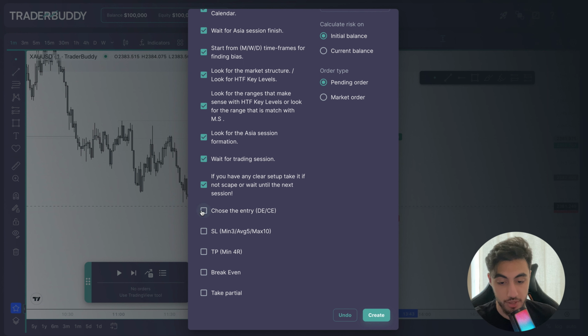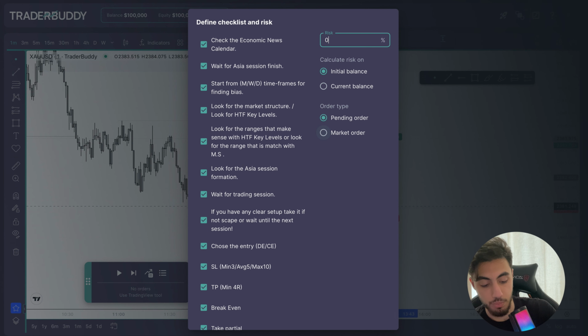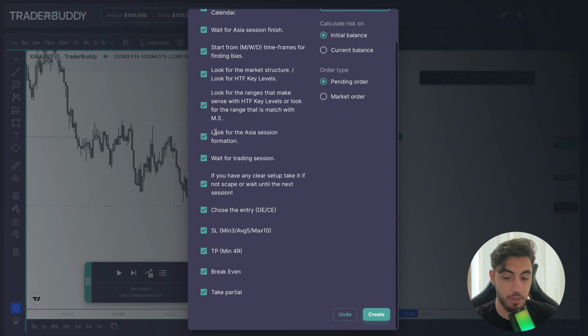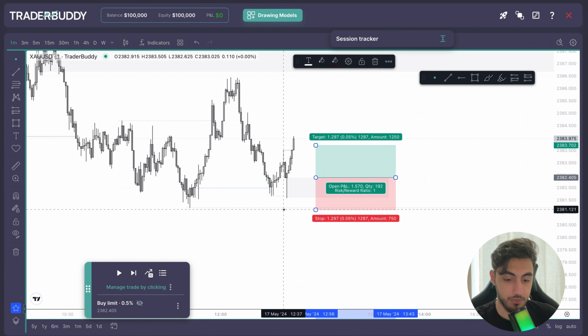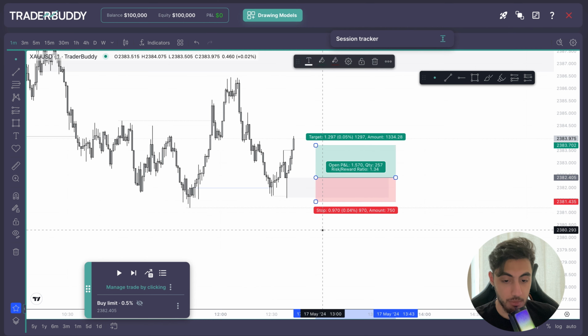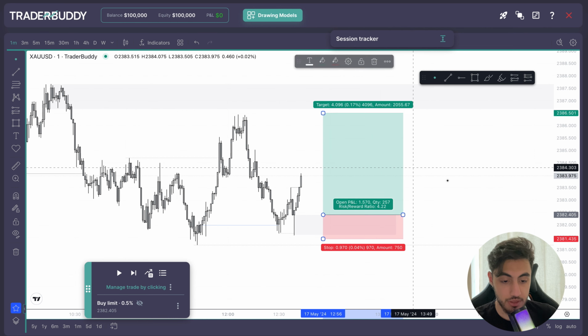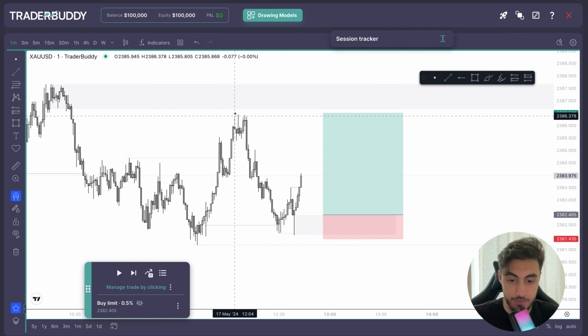Choose the entry, direct entry, stop loss minimum 3 pip, average 5 pip, and maximum 10 pip. So are we going to pay attention to this rule? TP minimum 4R, good. Break even, yeah, are we going to also break even? So I risk 0.5% on this trade because this is my B setup. So I put my stop loss here, below this strong low, and I put my target here, so minimum 4R here.